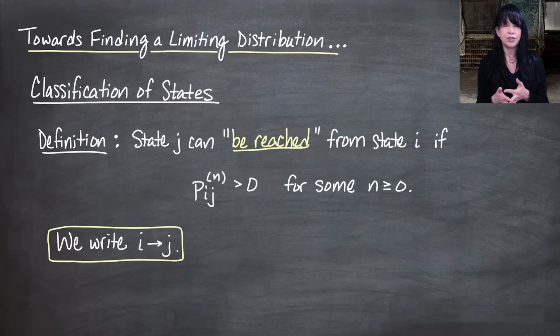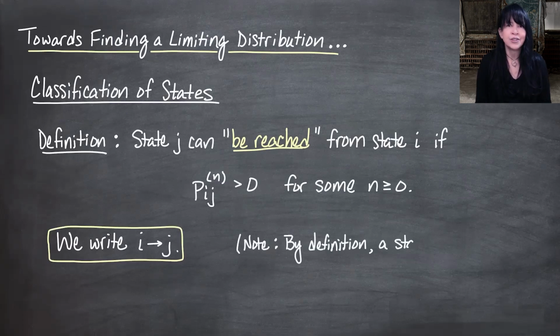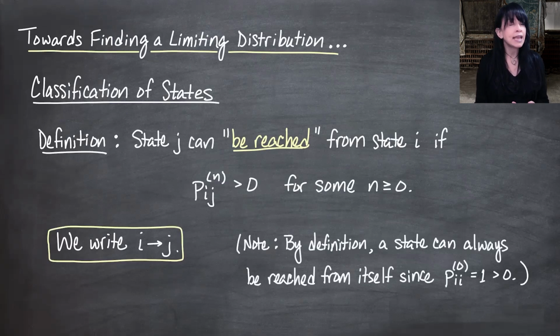So in this definition, you'll notice that n equals 0 steps is allowed, and we can't actually move anywhere in 0 steps, except we can stay where we are. So starting at state i, we will always be at state i in 0 steps with probability 1, and this is positive, and it's just an artifact of the definition to say that a state i can always be reached from itself, because we are allowing for n equals 0. So again, this is an artifact of the definition.